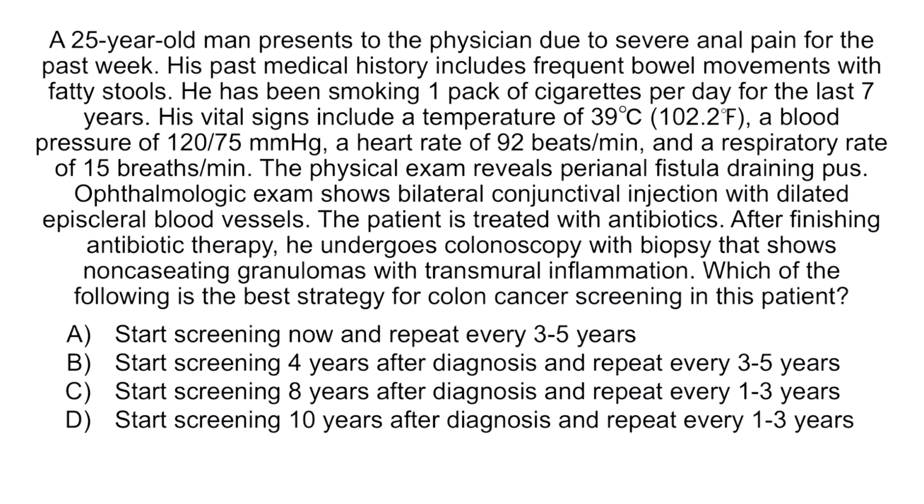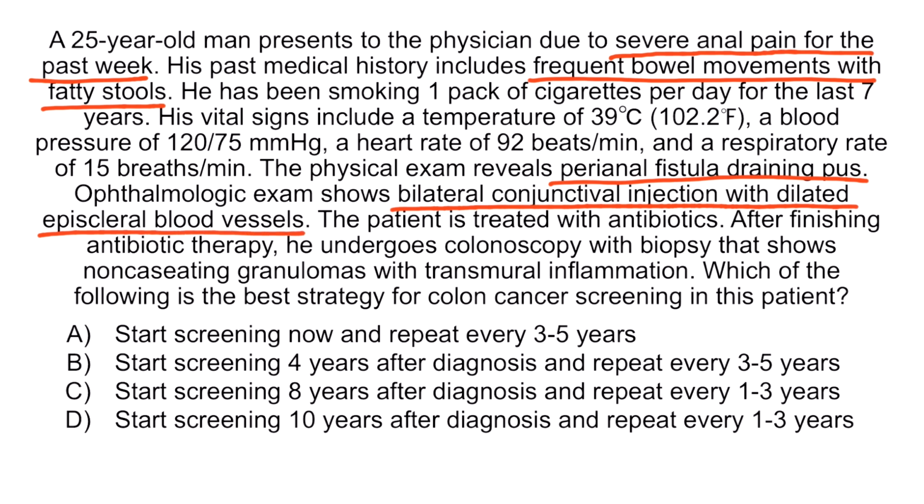This young man presents with severe anal pain for the last week. The physical exam reveals perianal fistula draining pus. His past medical history includes frequent bowel movements with fatty stools consistent with fat malabsorption. Ophthalmologic exam shows bilateral conjunctival injection with dilated episcleral blood vessels. This suggests episcleritis. Colonoscopy with biopsy shows non-caseating granulomas with transmural inflammation. All these findings are consistent with the diagnosis of Crohn disease.